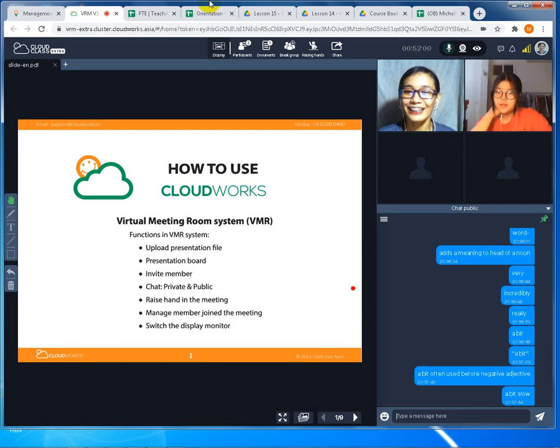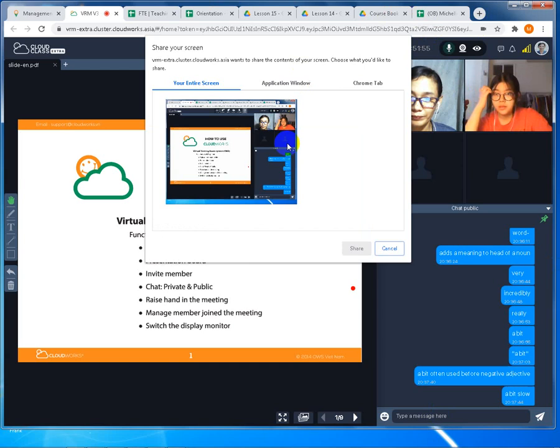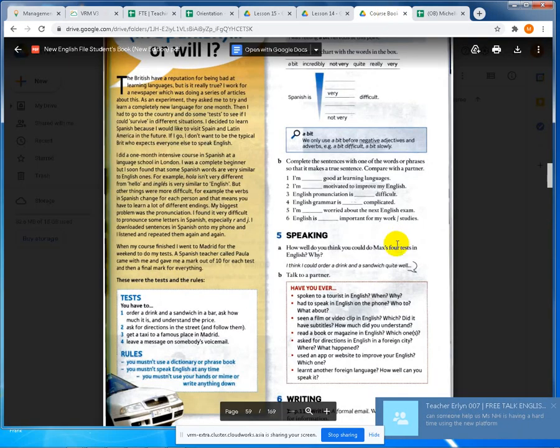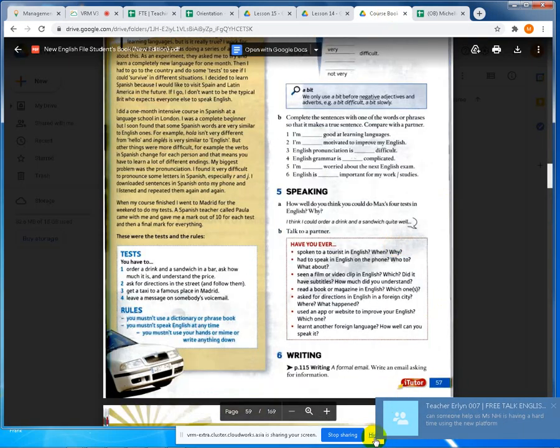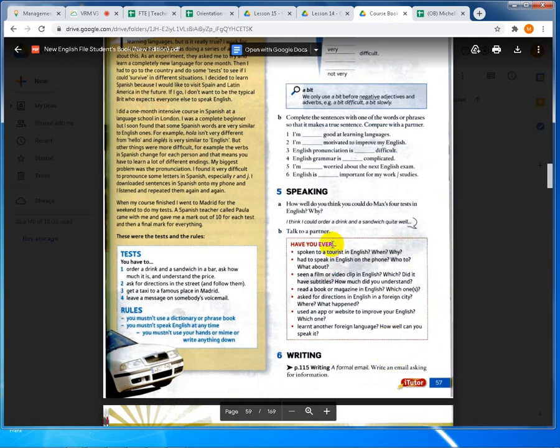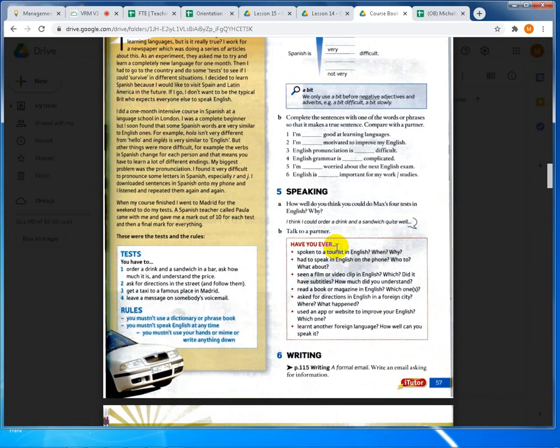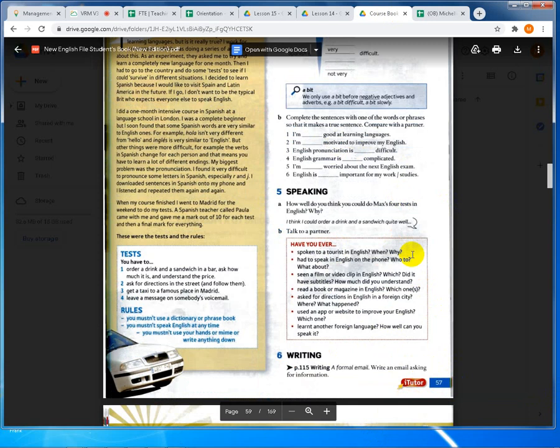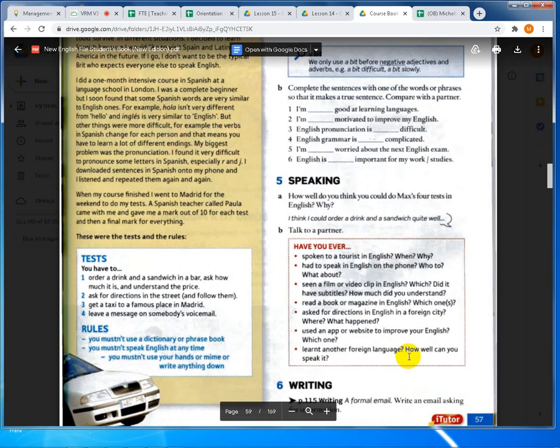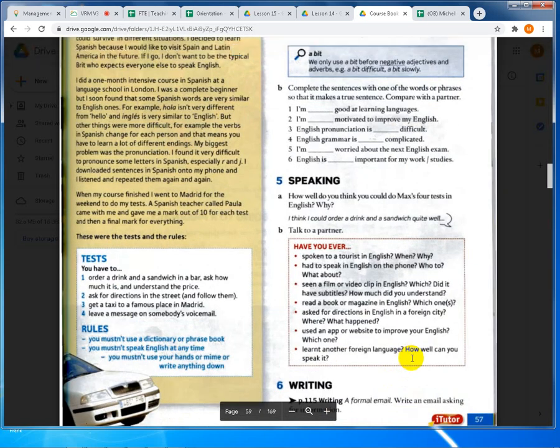Okay. So, Lynn, I am going to share my screen now, and let's continue our discussion. Can you see my screen? Yes. Complete these sentences with one of the words or phrases so that it makes a true sentence. Can you try it? Can you see it well? Yes.